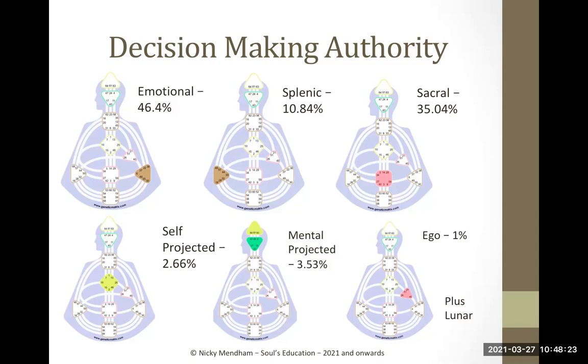And then the final one is the lunar decision. Again, this is for the reflectors, who have to wait the full lunar cycle, the 28 days, to make sure that it's their energy that they're reacting to and nobody else's. So they're your different decision-making types.